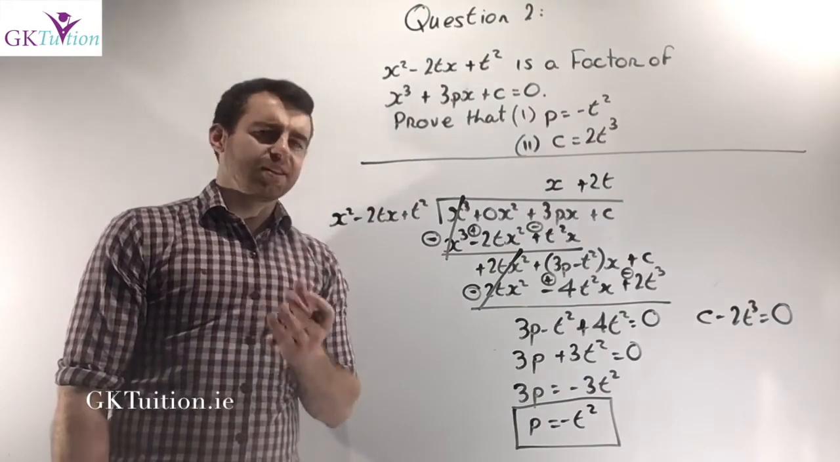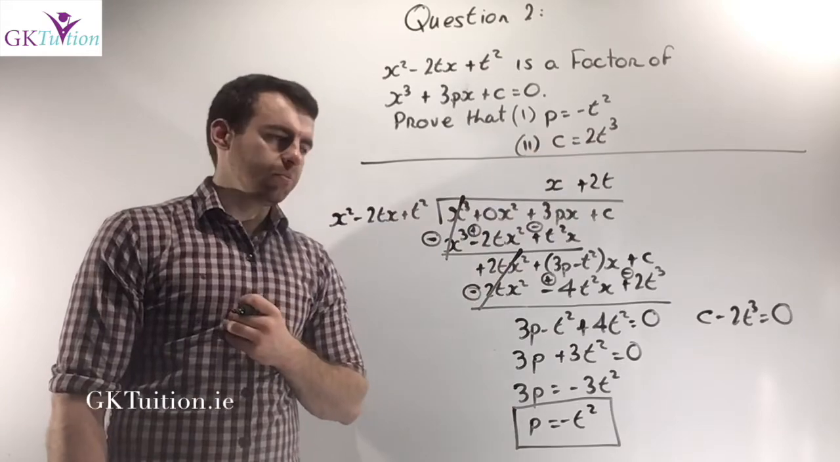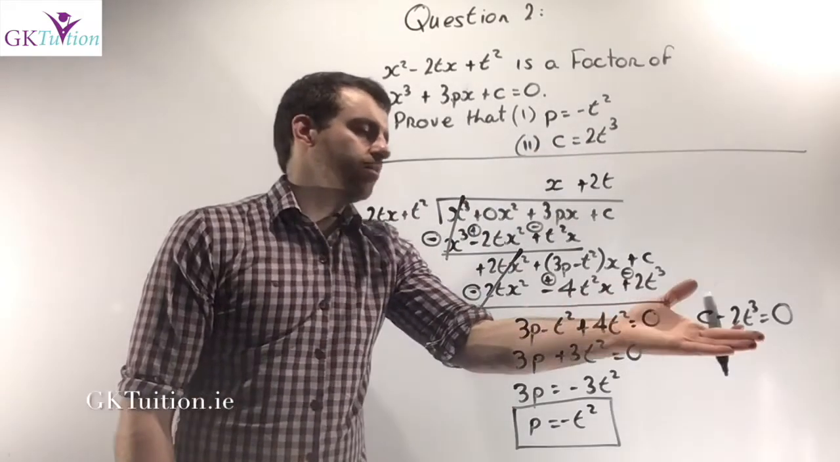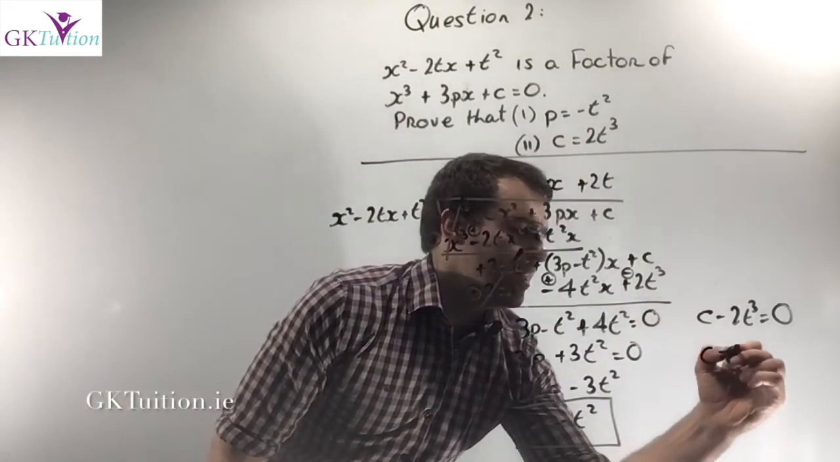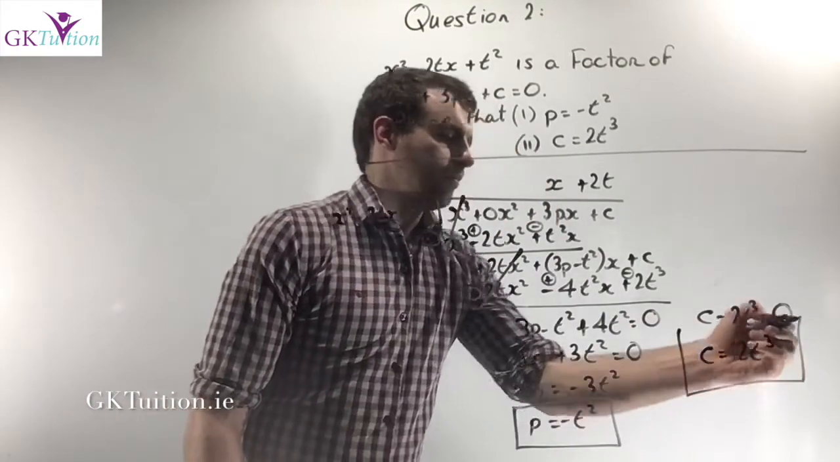Now I'm going to pay attention to the second thing that I was asked to prove, which is that c is equal to 2t cubed. This one is very straightforward. I simply look at this and try to isolate my c by adding 2t cubed to both sides, and that's my second one proven.